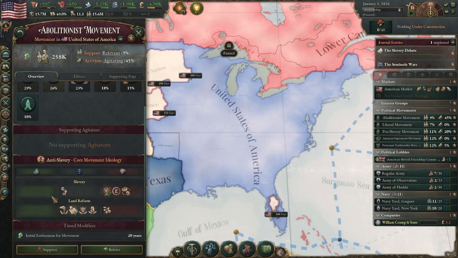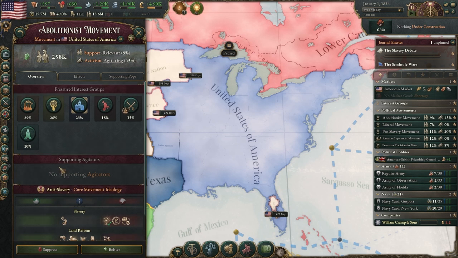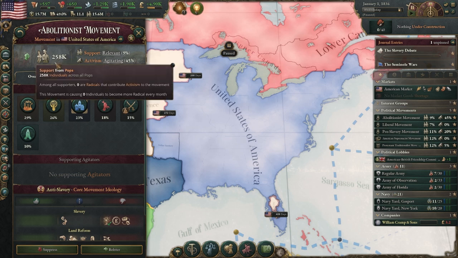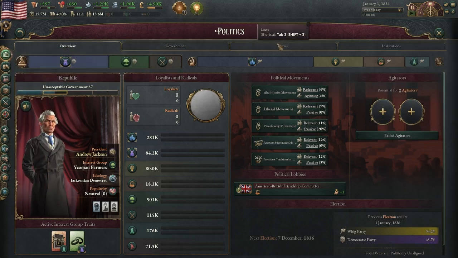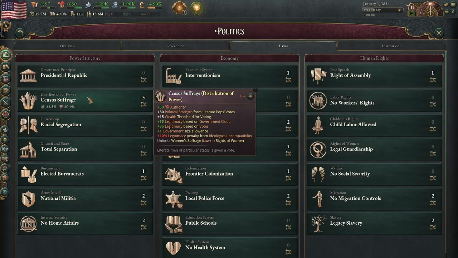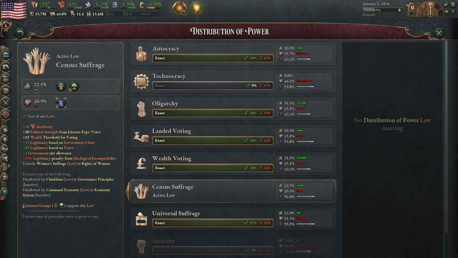So what does their support mean? Let's look at the top of the screen where it shows you their support and activism. Support is showing you the political power of the people who support this movement. On the left, you see the total number of people who support this right here. But remember, not everyone has the same political power. You can see what people's potential political strength is by looking at your distribution of power law.